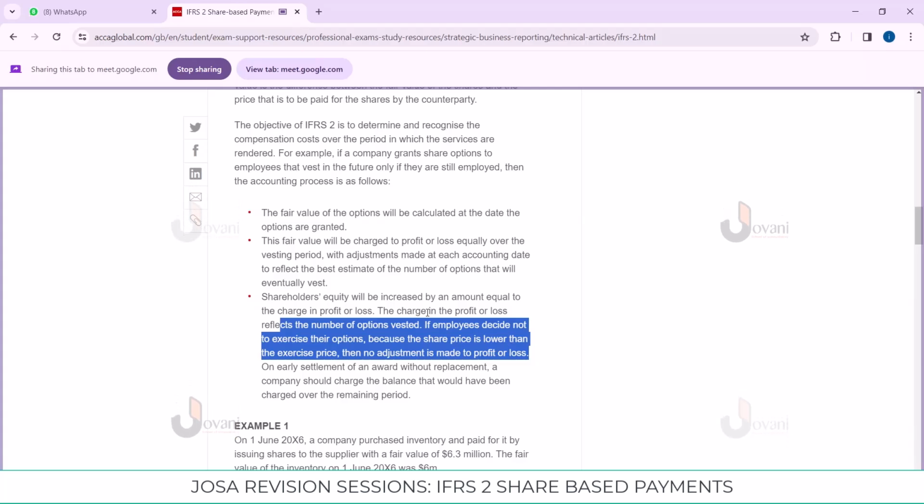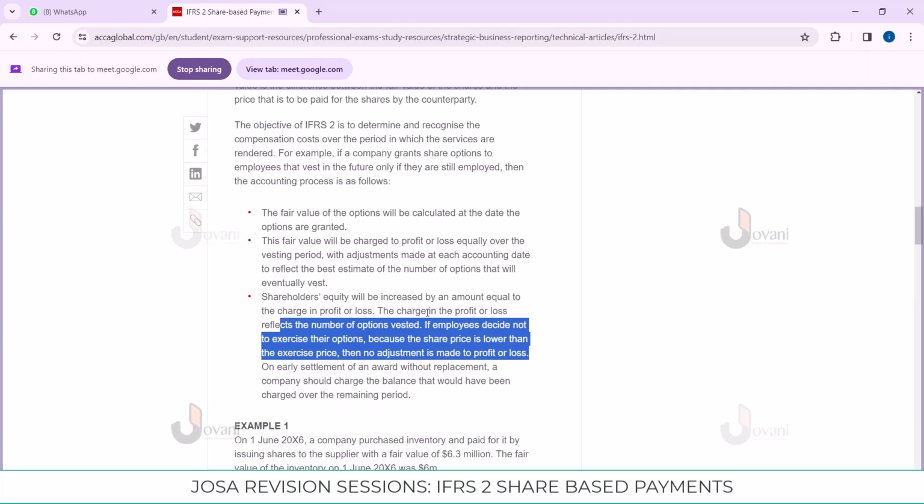Meaning that if the share price on the market is lower than what you agreed to pay, the exercise price in the contract, then you don't buy those options. You let them lapse. That's the word that we use. You let them lapse. And so, as an accountant for that company, once employees have forfeited their options to buy shares in the company, then you don't make any adjustment in the profit or loss for that year.